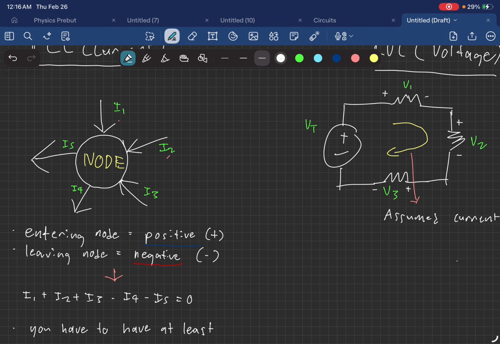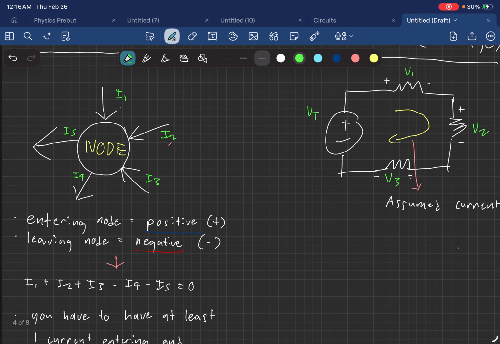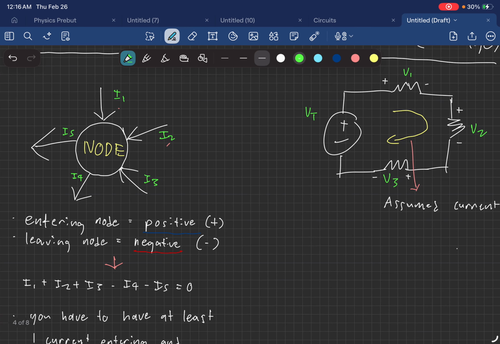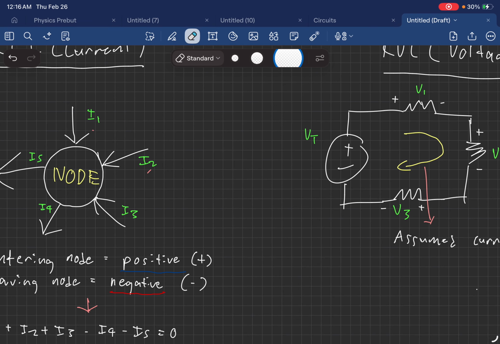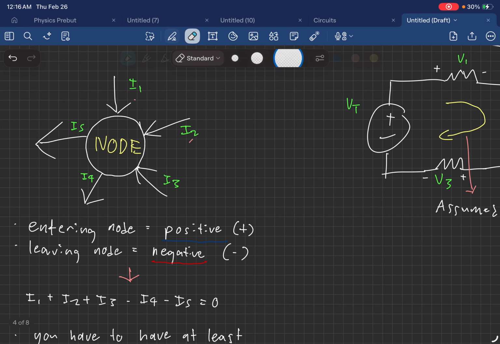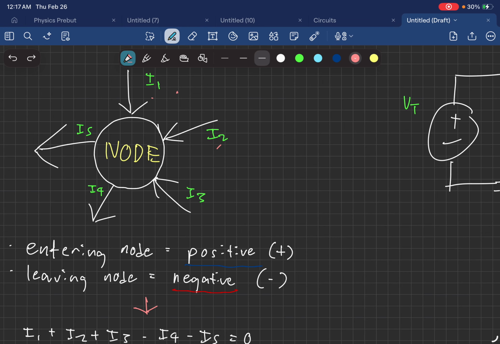When putting this into equations, you can say that a current entering a node is positive. A current leaving a node is negative. What does this mean? So here's something to look at. We got this. This is your node, and we have these arrows. These are the direction of the current. So these here, I1, I2, and I3, they're going inside the node. Then we have I4 and I5, they're going outside of the node.